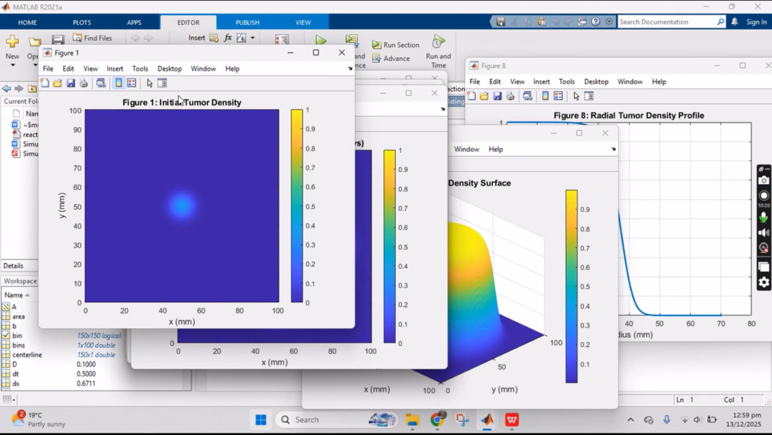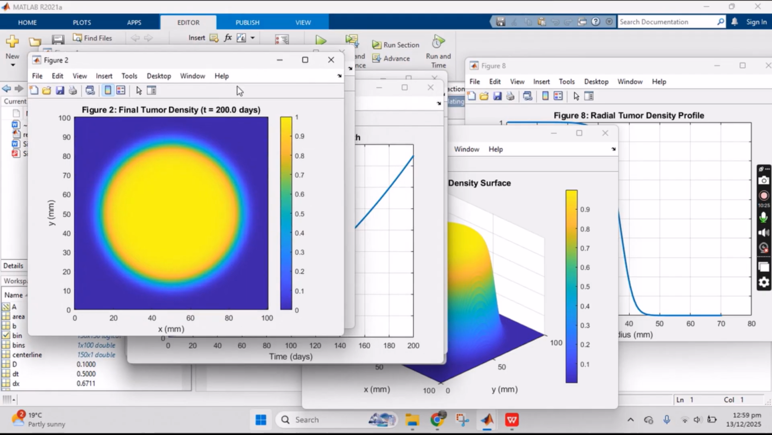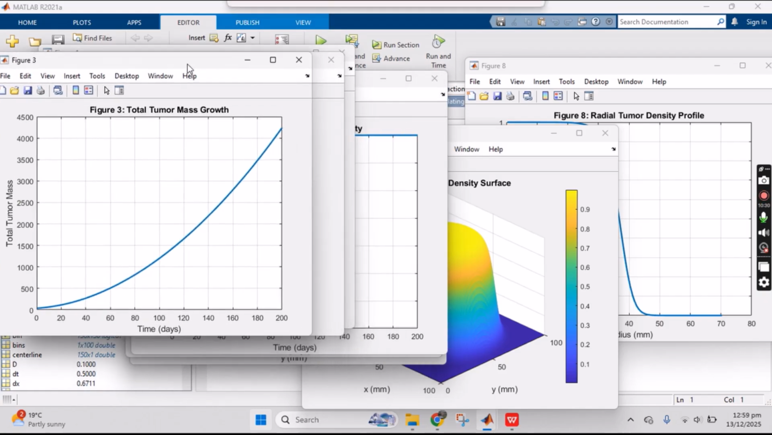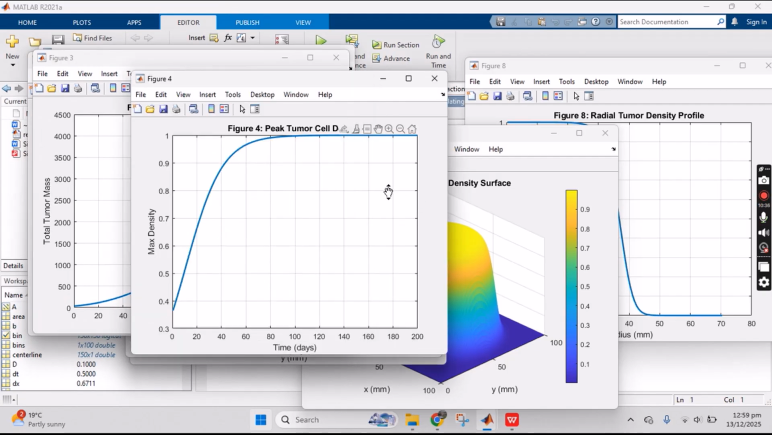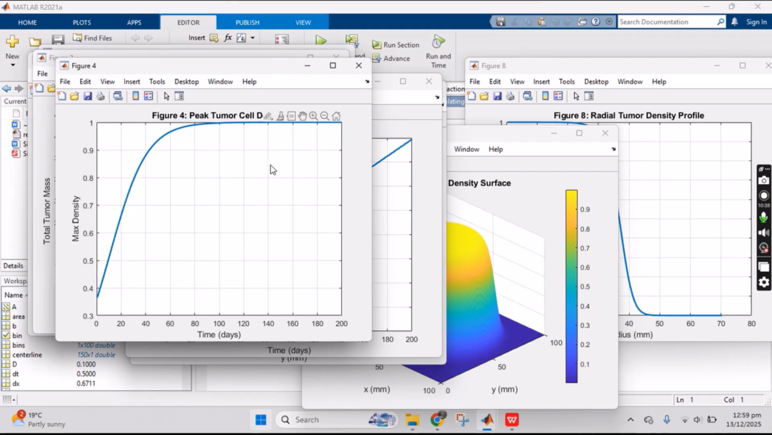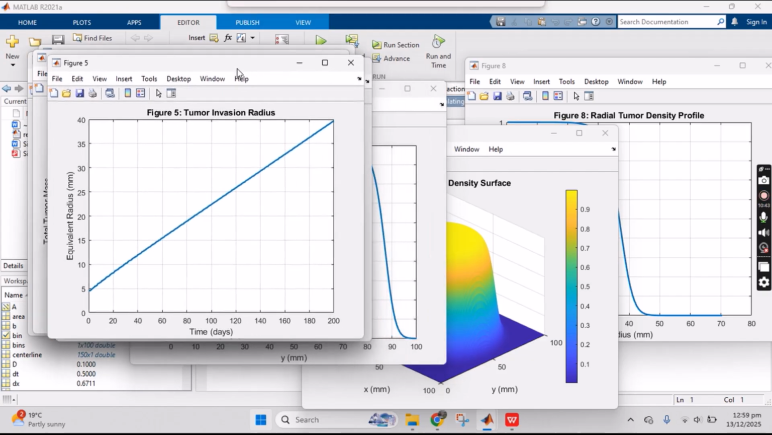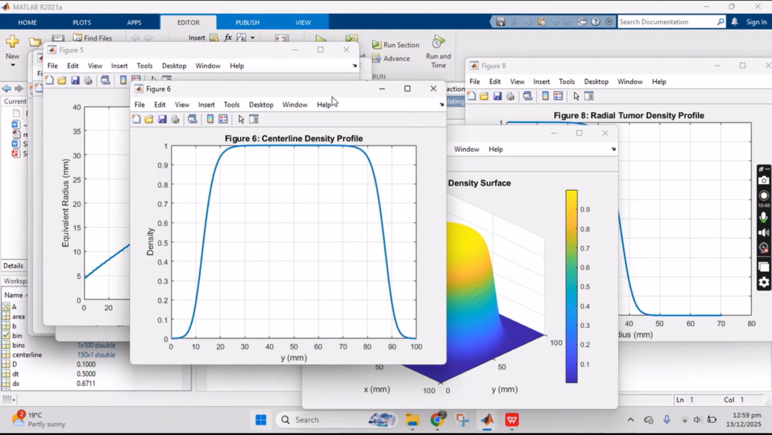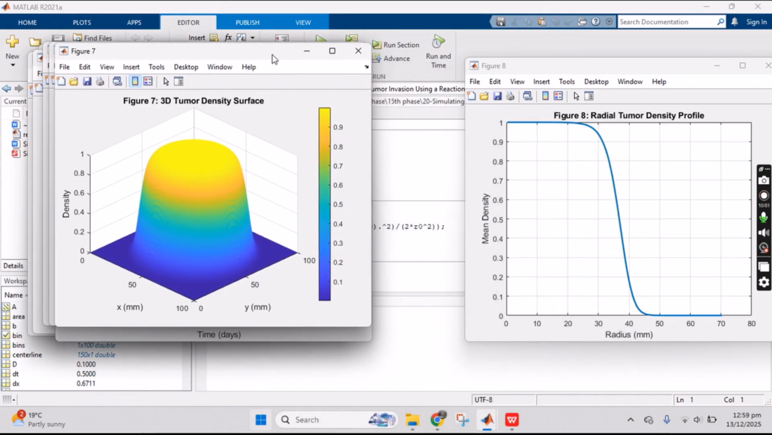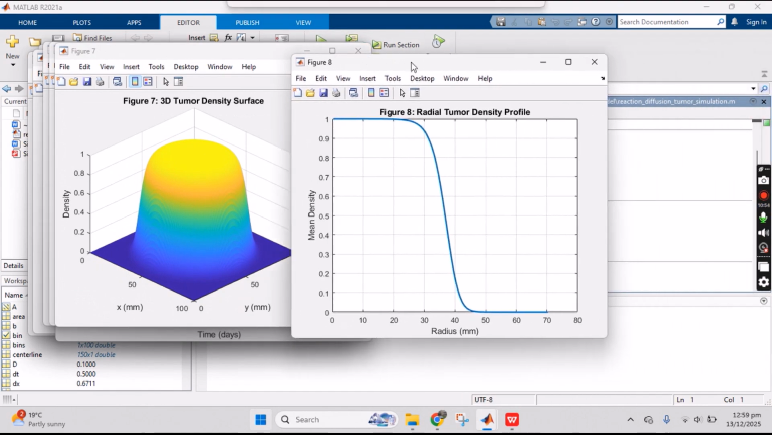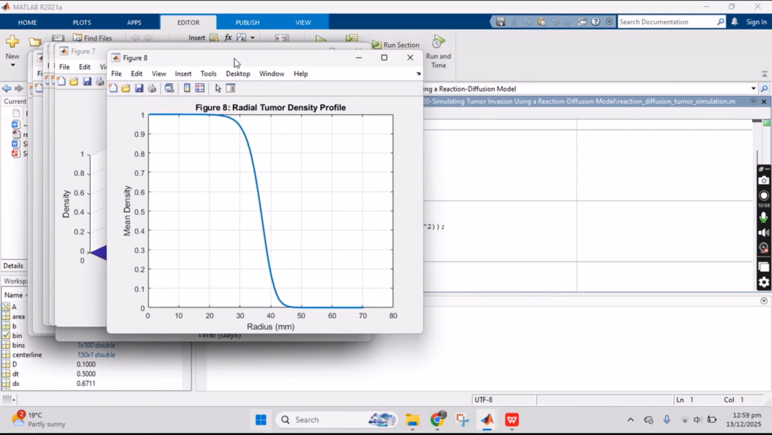This is figure 1, which is the initial tumor density in terms of the human body. Second one is the final tumor density. Third one is the total tumor mass growth in terms of number of days. Fourth one is the peak tumor cell density, fifth one is the tumor invasion radius, and sixth one is the center line density profile. Seventh one shows the tumor density surface in 3D terms. Next one is the radial tumor density profile as well.